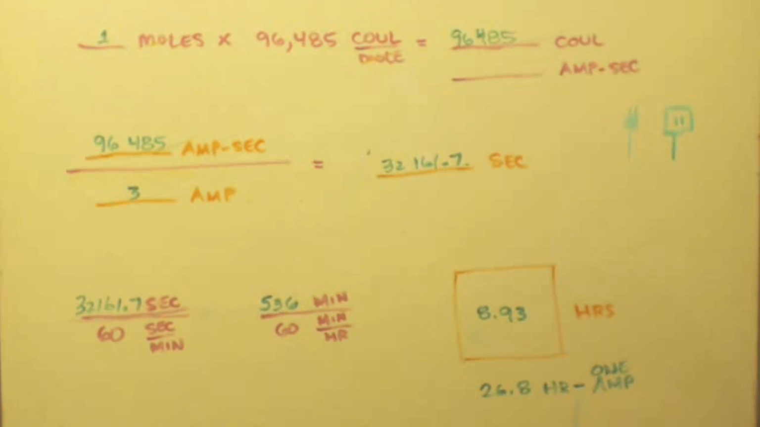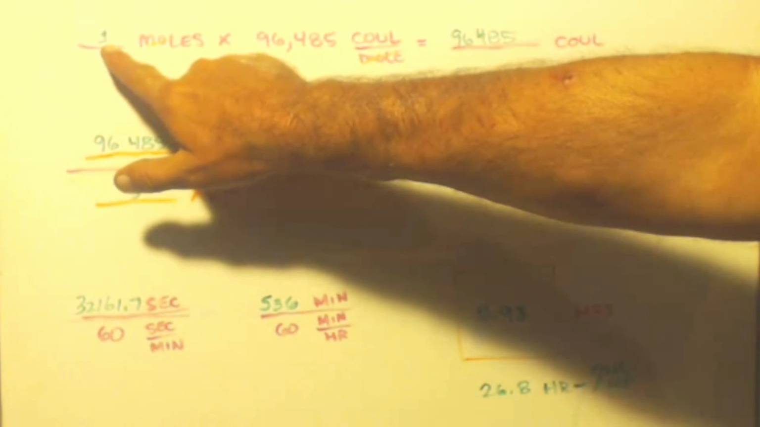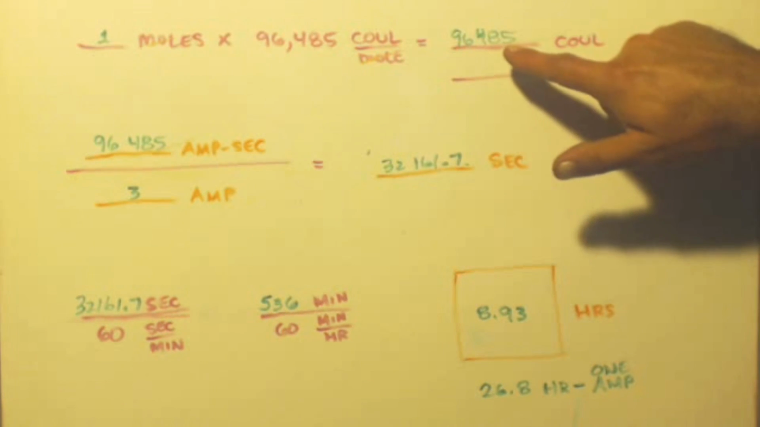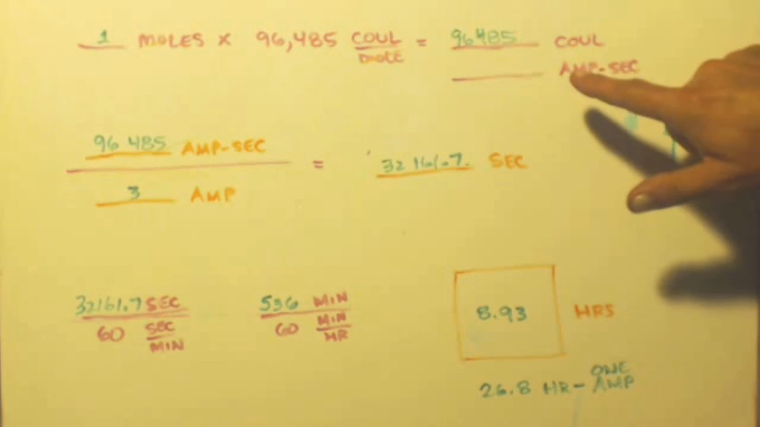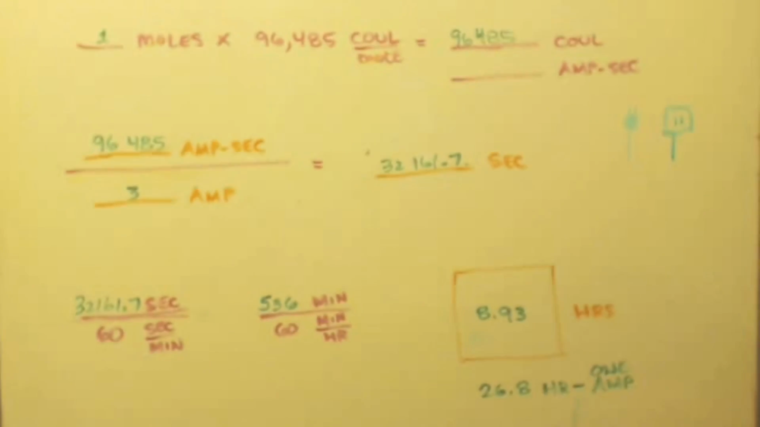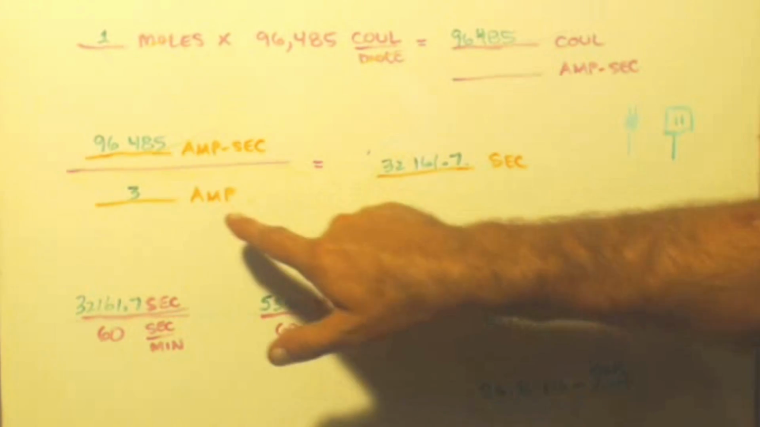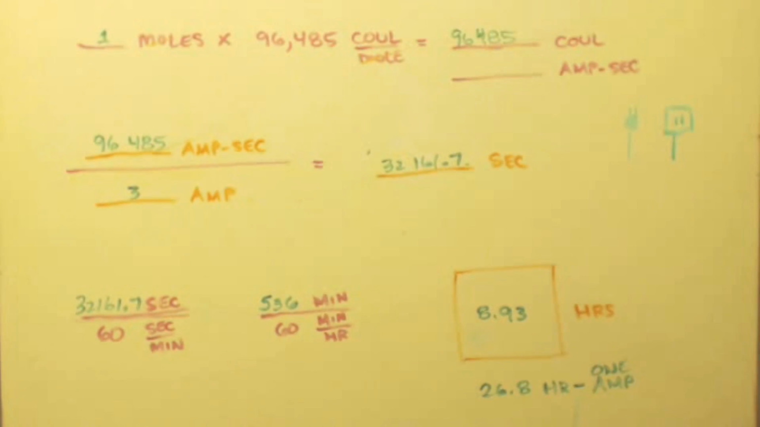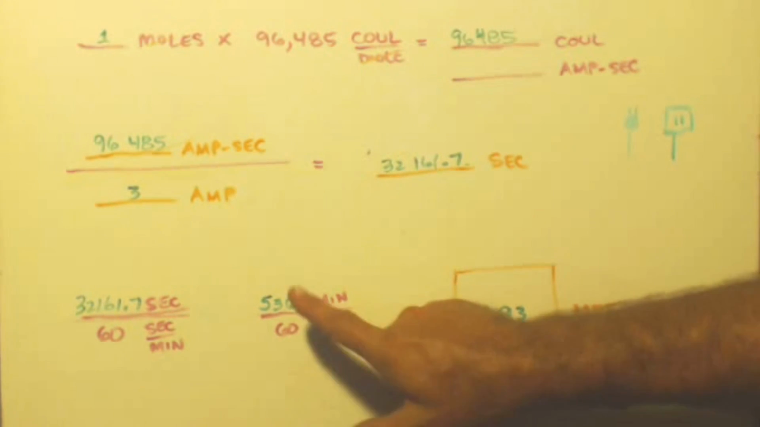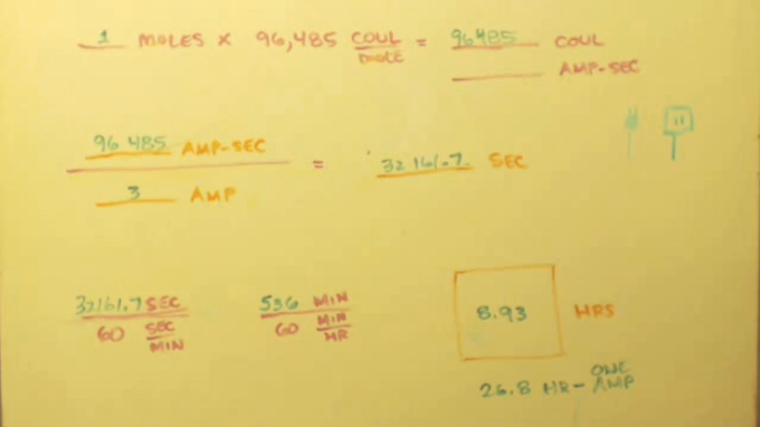Let's do another example. All right, so let's say you want to make 1 mole. You'd plug in your 1, multiply it by Faraday's constant, and you get 96,485 coulombs. Coulombs and amp seconds are the same, so you can just transfer it down to here and divide by your amps. I use 3 amps. Amps cancel out, and you get seconds. You get 32,000 seconds. And then I obviously divide by 60, get 536, divide by another 60, and I get 8.93 hours. So if I want to do a whole mole with 3 amps, it would take almost 9 hours.